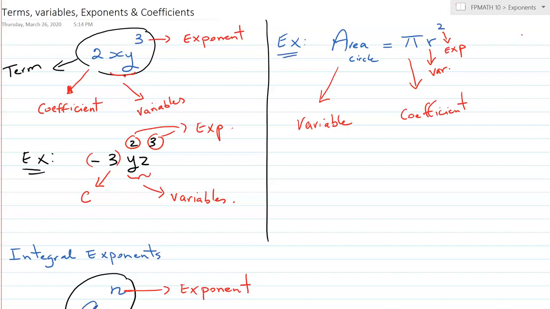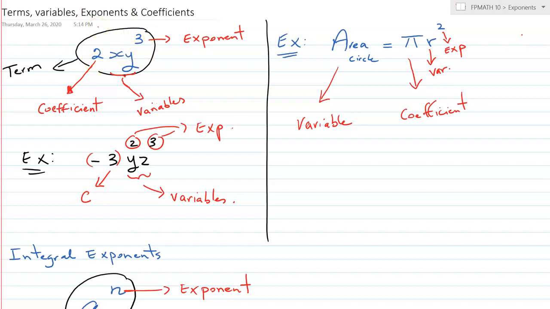All right, everybody. Today we're going to talk about terms, variables, exponents, and coefficients. And we're going to start with the whole component of that. I'll give you an example: 2xy cubed, or y to the power of 3. If I give you the whole thing, 2 is the coefficient, the number in front of the variable. X and y are called the variables. And the exponent of y, the number above y, is called the exponent. The entire thing, 2xy cubed, is called a term.